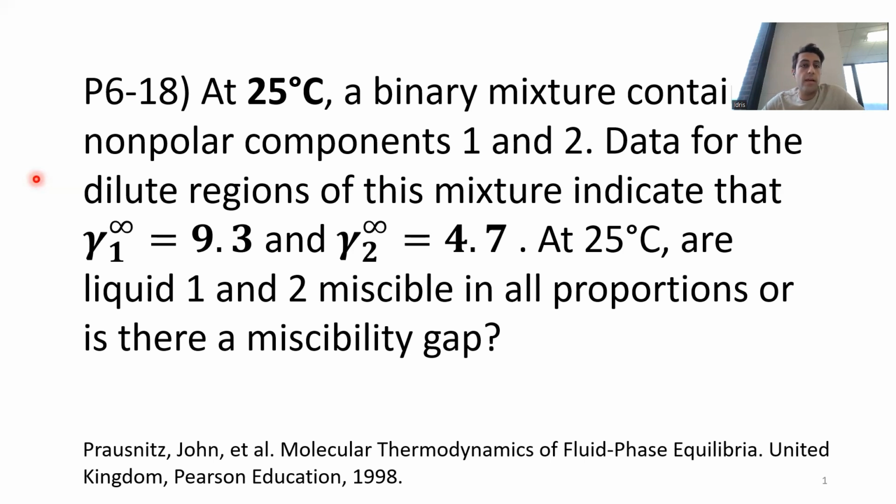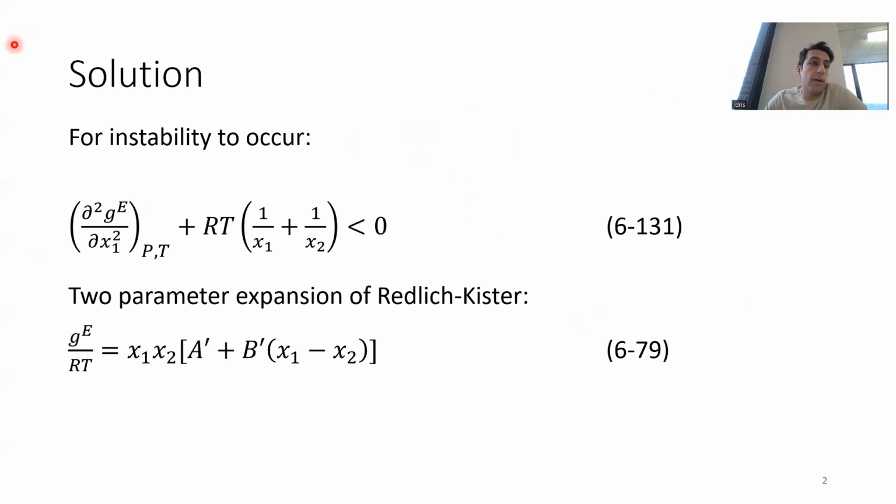It states that there is a binary mixture of nonpolar components at 25 degrees Celsius, and it asks us to find at what compositions these two components are miscible. The only data we have is the infinite dilution activity coefficients of component 1 and component 2, which are given here. So Kwabena is going to start the solution of this problem.